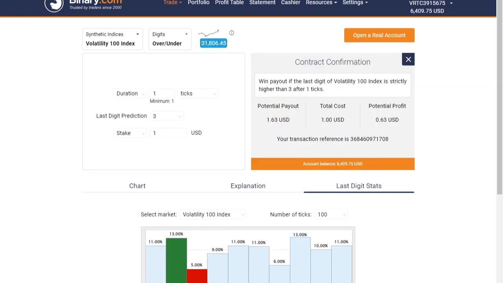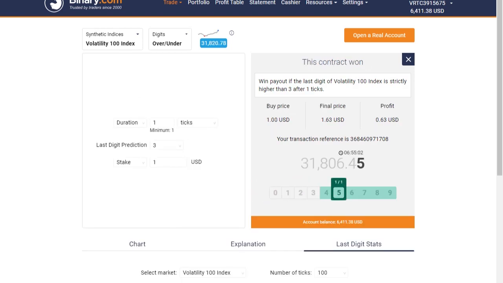I got number 3 and 6, I entered the trade. We won that trade also.